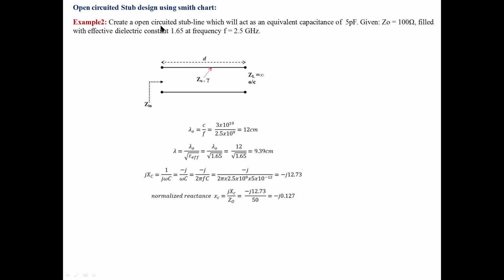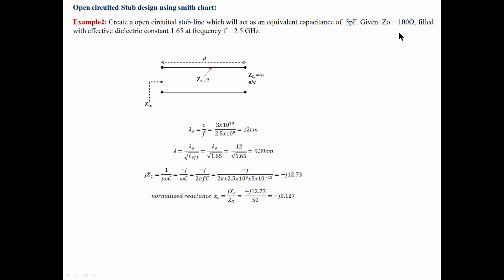Here the question is: create an open circuited stub. See here, open circuited stub. You should be careful about this, open or short. In the previous problems it was given as a short circuited stub, but here it is an open circuited stub, which acts as an equivalent capacitance of 5 picofarad, given Z0 is 100 ohm, filled with the effective dielectric constant of 1.65 at frequency f equal to 2.5 gigahertz. Read the question carefully.